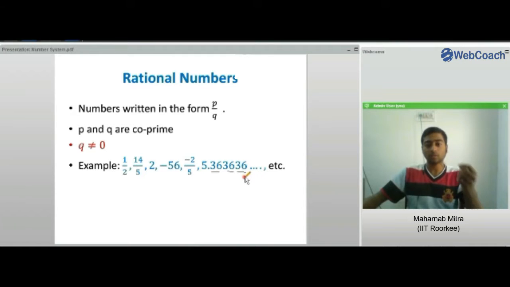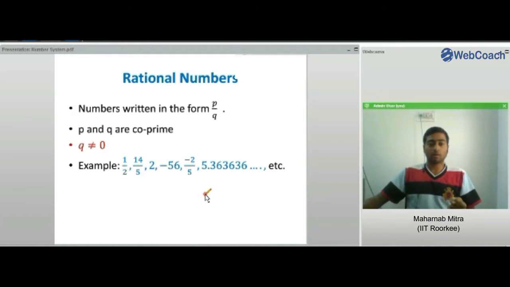Now these are also called rational numbers, and in coming slides we will show you how to tell whether this is a rational number or not. Now for the time being, just remember, when numbers have repeating decimals or the decimals terminate at a particular point, like suppose the number was 5.36 only, then we can tell that the number is rational, right?